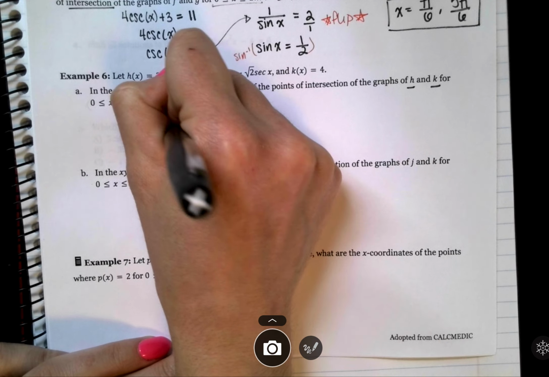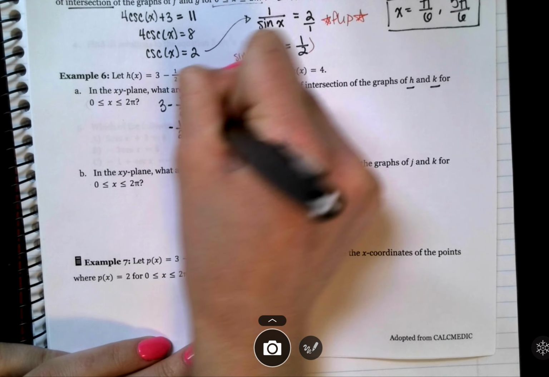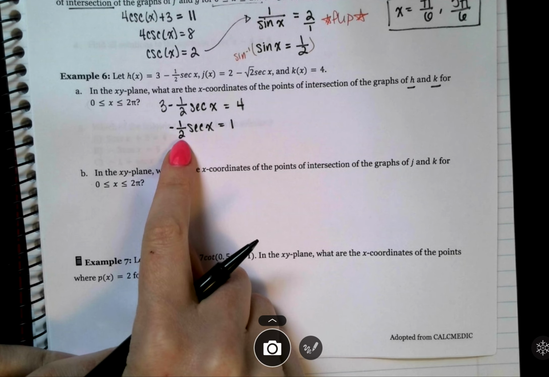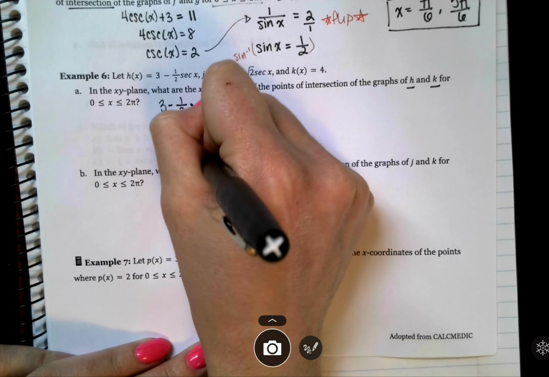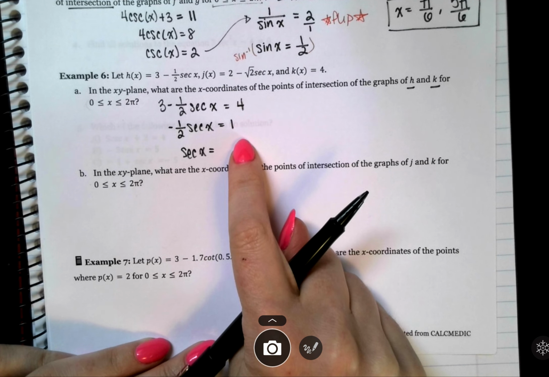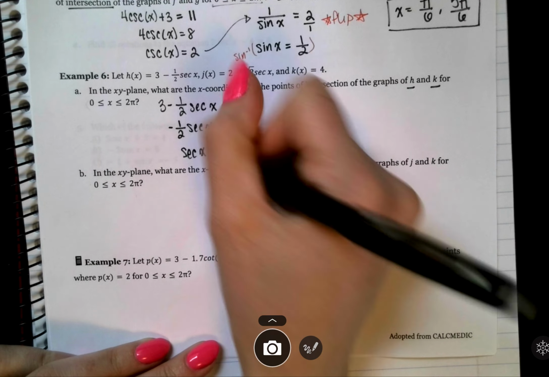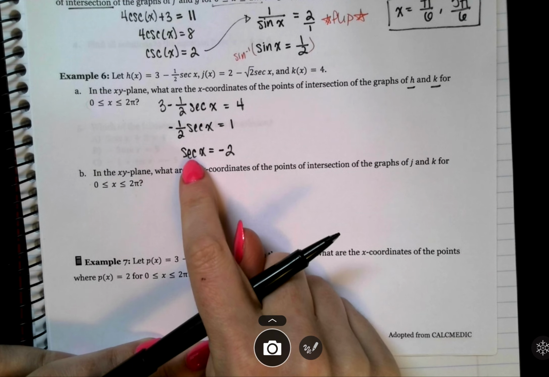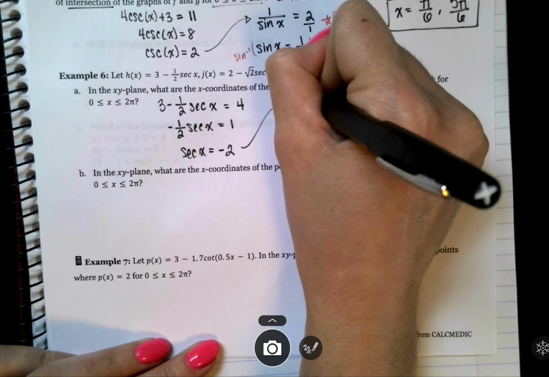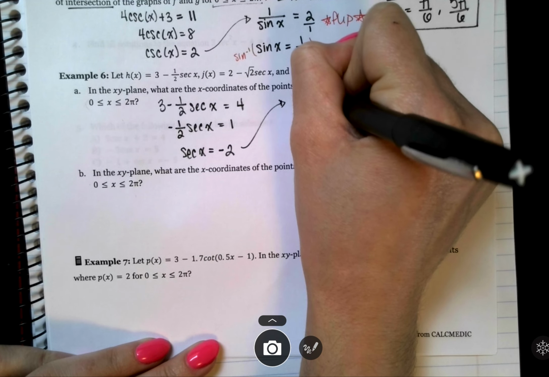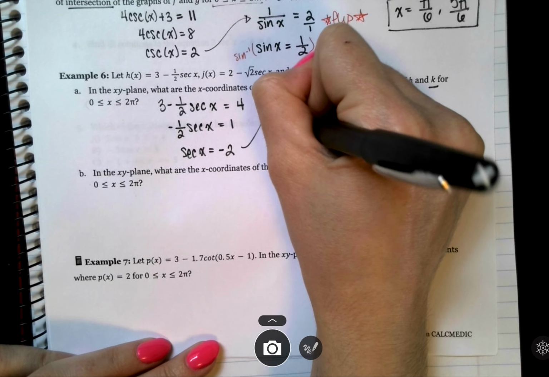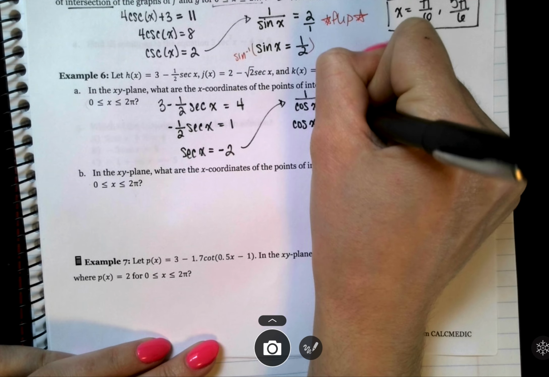So I subtract 3 on both sides. And then I'm going to divide both sides by -1/2. So I get secant of x by itself. When I divide this by -1/2, that is the same as multiplying by the reciprocal. 1 times negative 2 is negative 2. By definition, secant can be written as 1 over cosine of x equals negative 2. Now I'm going to do the reciprocal and flip both sides. So I get cosine of x equals negative 1/2.